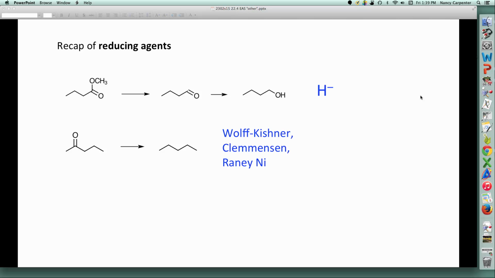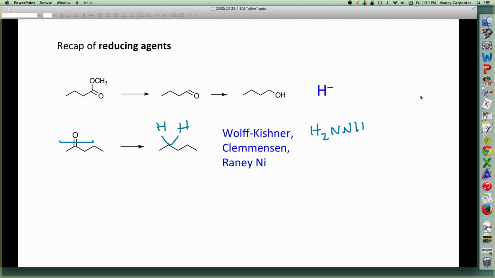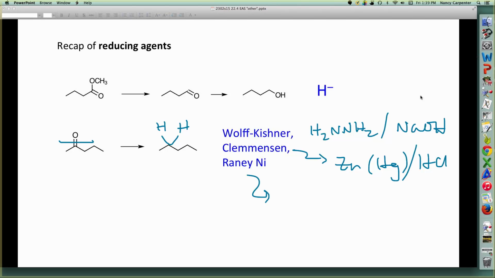Okay, we also learned the magic chemistry associated with reducing the carbonyl completely off, replacing that with the 2 hydrogens via either the Wolff-Kishner or the Clemmensen, or Raney nickel, where you go through the thioketal and then add Raney nickel, and that reduces it all the way down to the hydrocarbon.